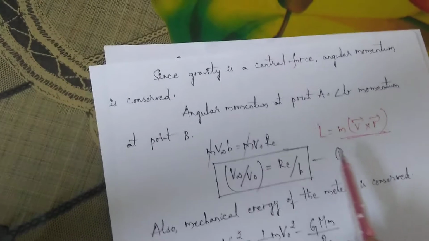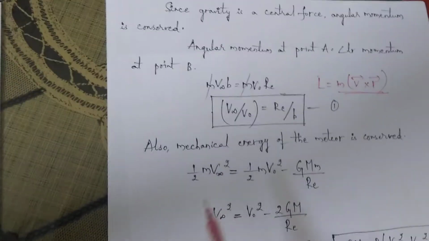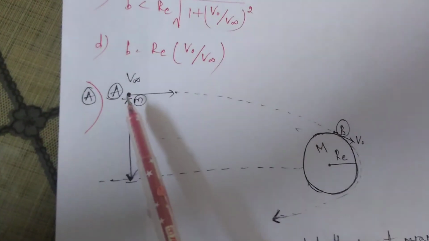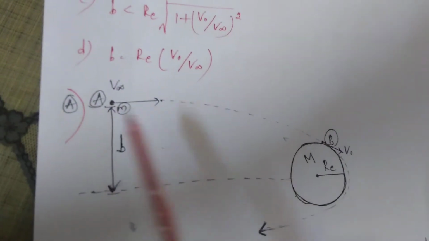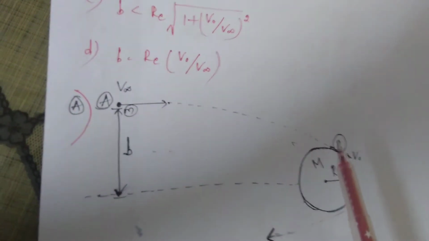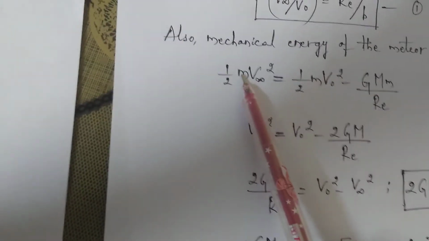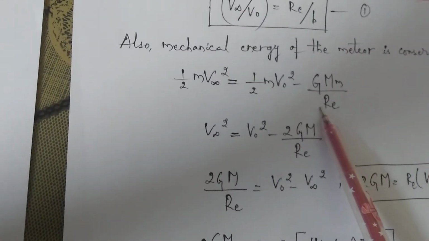This is equation 1. And also, the mechanical energy is always conserved. Here the meteor has only kinetic energy when it is not under the influence of gravity, and when it is approaching the Earth, it is under the influence of gravitational potential energy along with the kinetic energy. So only kinetic energy at point A, and kinetic energy and gravitational potential energy at point B.